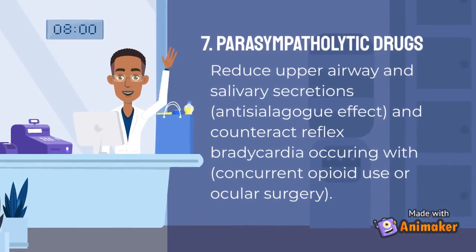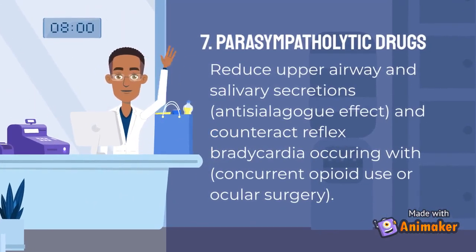The last of the seven classes are the parasympatholytic drugs. Their main function is to reduce upper airway and salivary secretions and counteract reflex bradycardia occurring with concurrent opioid use or ocular surgery. Examples of which include atropine and glycopyrrolate. Unwanted side effects are tachycardia, reduced gastrointestinal motility, and mydriasis.